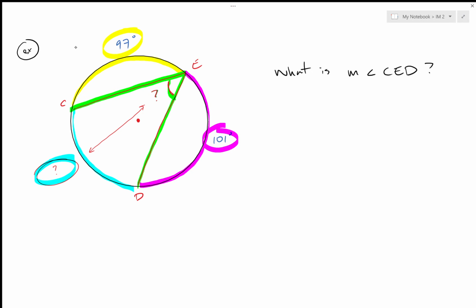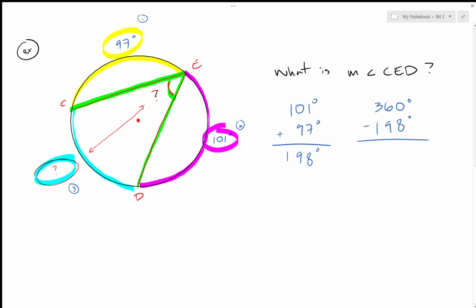We know that a whole circle adds up to 360 degrees. And if I know 2 pieces of it, the way I could find the third is add those 2 pieces up and subtract them from 360. So right now I have a 101 and a 97. Let's add that up, and we get 198 degrees. Subtract that from 360, and that'll tell us what that blue piece is over there. So we have to borrow, and we get 162?